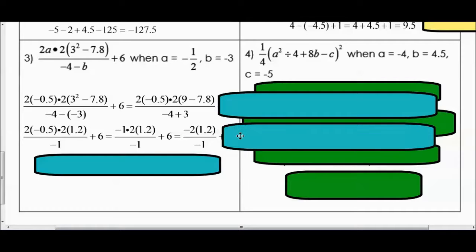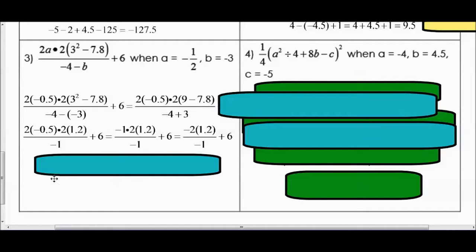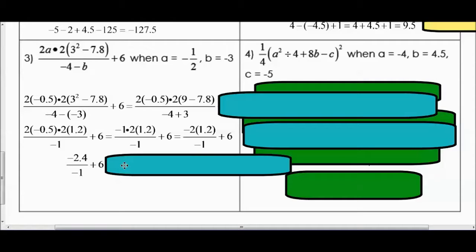That gives me that negative 2. Nothing else has changed. Multiply one more time. That gives us negative 2.4 on top. Now we can actually divide these. That's completely simplified. That's completely simplified. We'll divide those two. You get a positive 2.4.